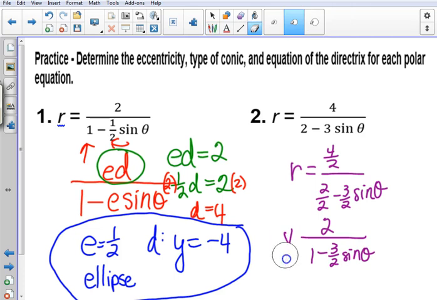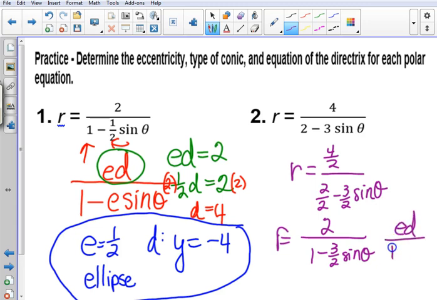No, not y. Y eventually, but for this question, we're still going R. And that's equal to ED over 1 minus E sine theta. So you know where I'm getting all this on the reference sheet. Okay, so what's E? It's 3 over 2, and it's not ever negative, okay? E is 3/2, which makes it greater than 1, which makes it a hyperbola.